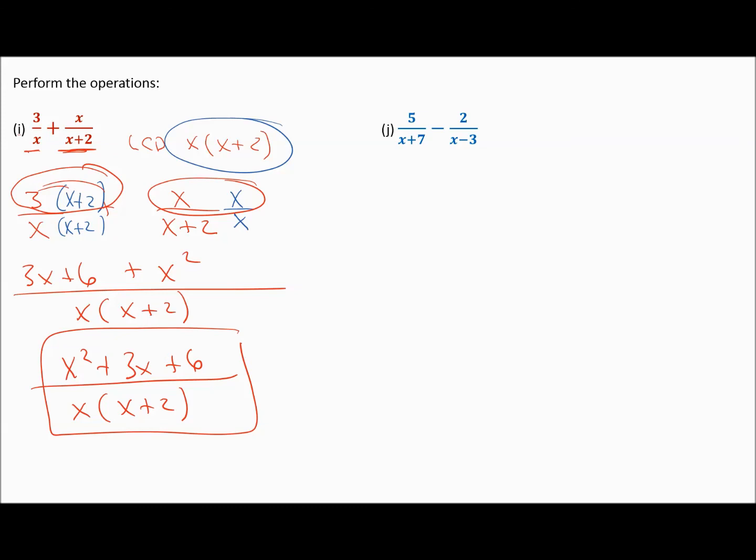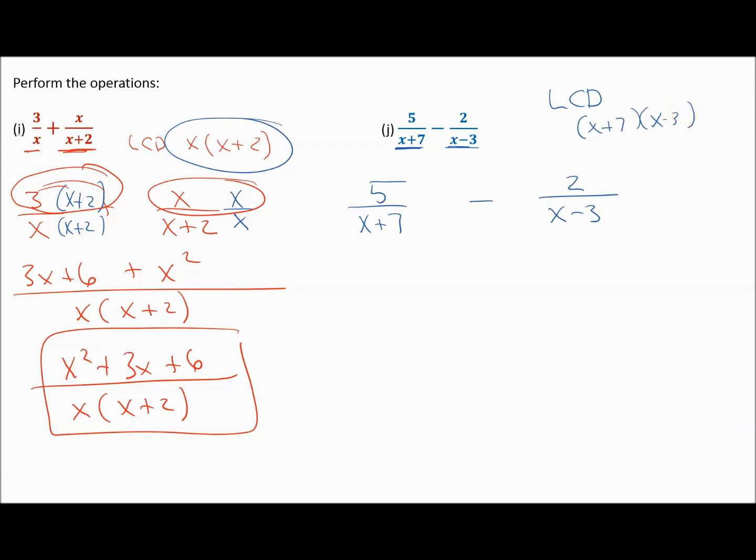X plus 7 and x minus 3, they also don't have any common factors. X plus 7 is a single factor. It's not like x and 7 are separate factors. When you're adding, that's a single factor. X minus 3 is a single factor. So when I rewrite my problem, so I have a little bit more space here so we can build our common denominator, our least common denominator is just those two multiplied together, x plus 7 times x minus 3.